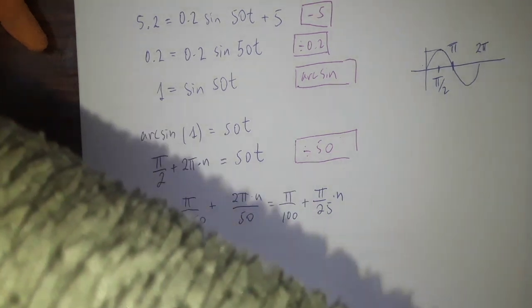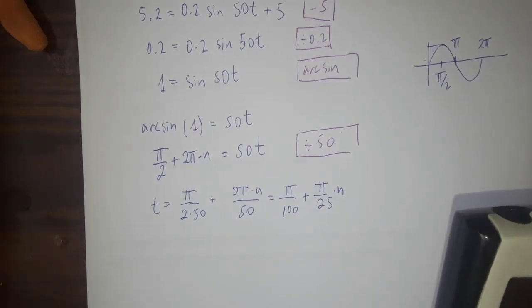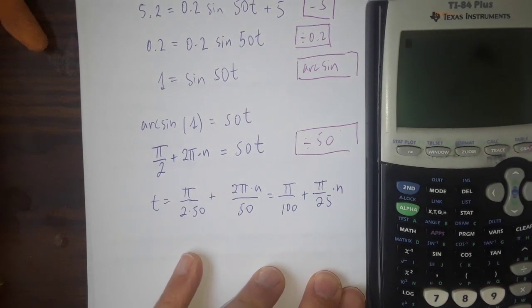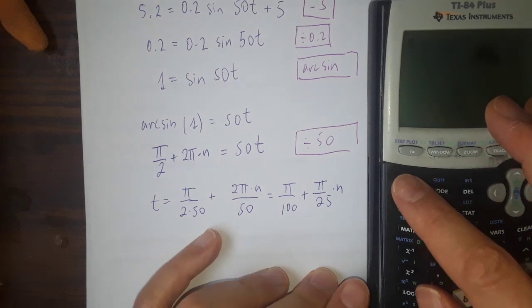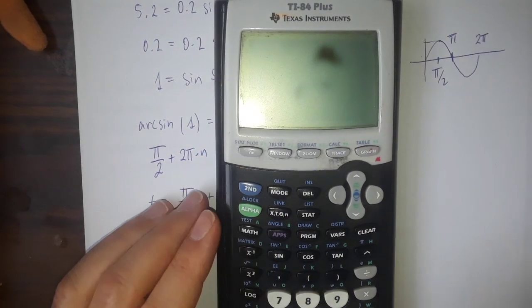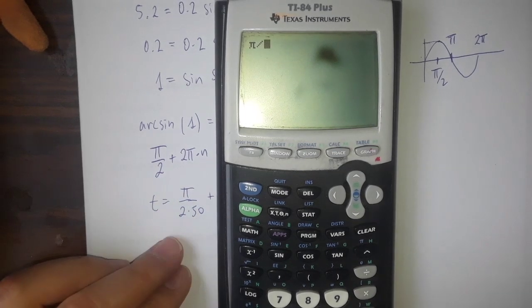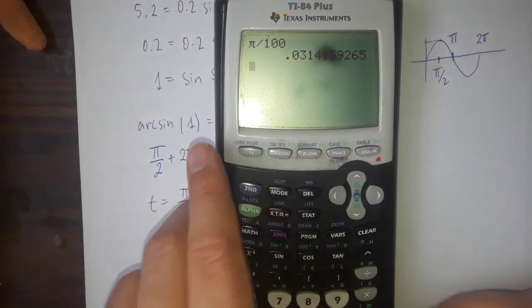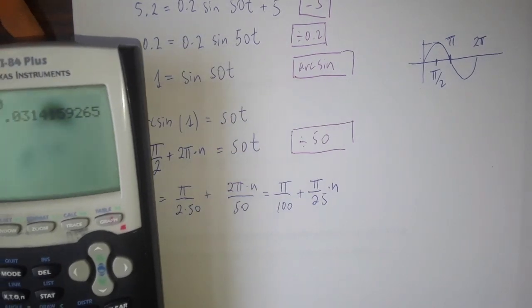If we do the math here, so pi over 100, that's 0.31. 0.31 in seconds. These are seconds, as the problem says seconds.